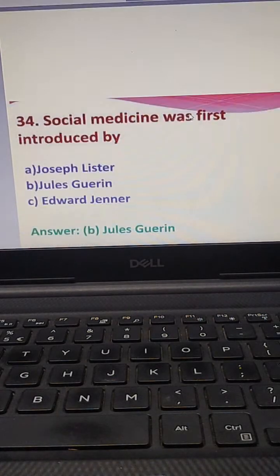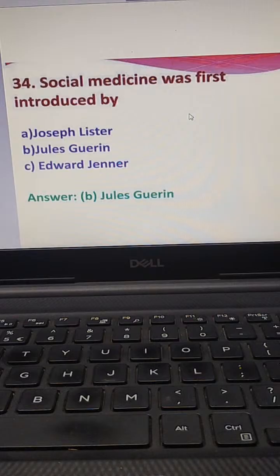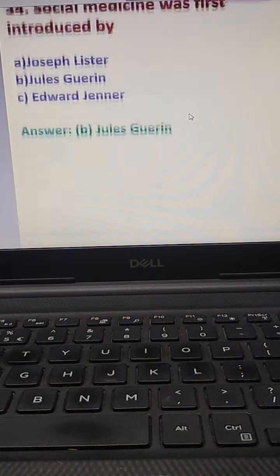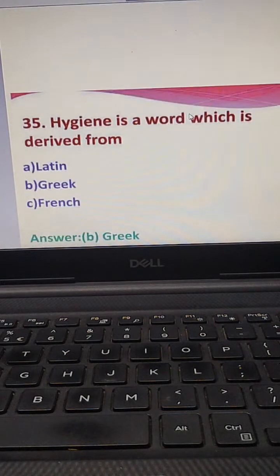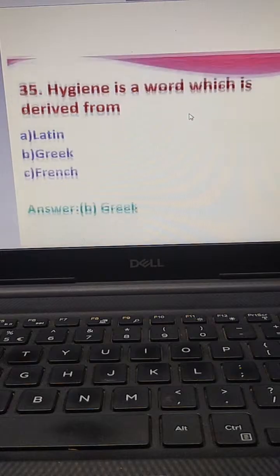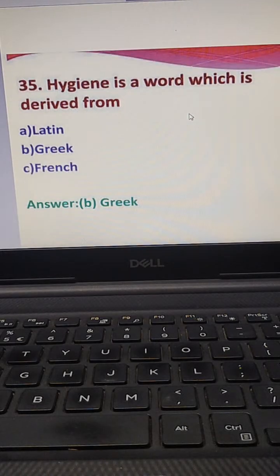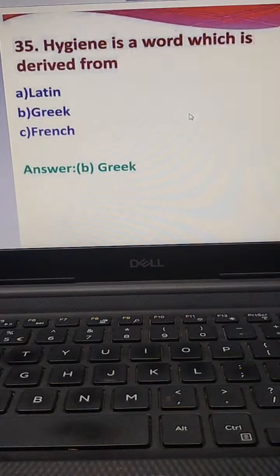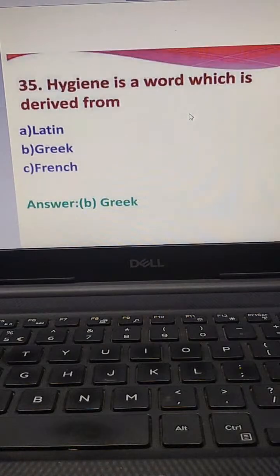The next question. Social medicine was first introduced by Joseph Lister, Jules Guerin, Edward Jenner. The answer is Jules Guerin. The next question. Hygiene is a word which is derived from Latin word, Greek word, French word. The answer is Greek word. Hygiene is derived from Greek word.